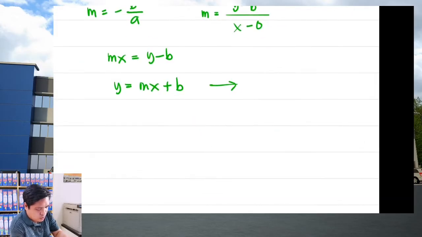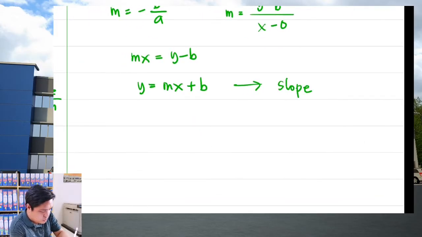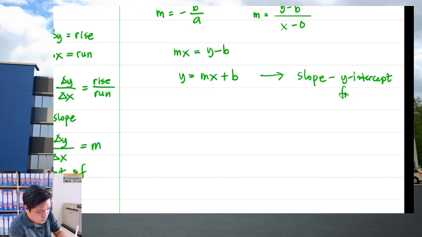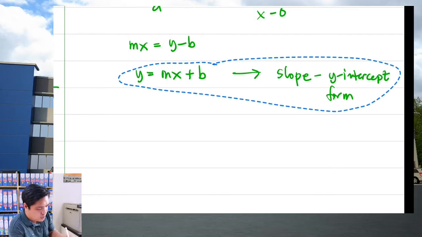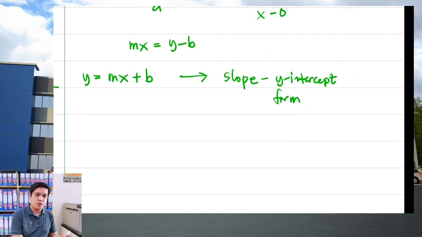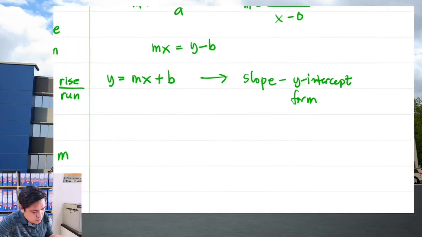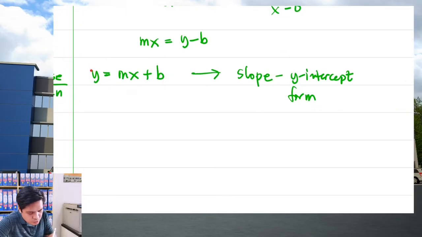This is now our slope y-intercept form of a line. This is the most popular because it's the easiest equation of a line to memorize. Y is equal to mx plus b. Actually, when I was in high school and college, this was the only one I memorized. Y is equal to mx plus b. Because the form is already a function, y as a function of x, where m and b are constants. So, the variable is x. So, it's already in the form of a function of x. So, that's why it's very convenient.